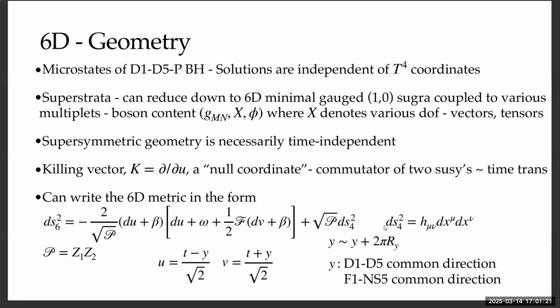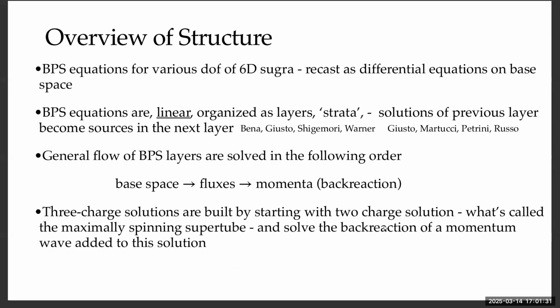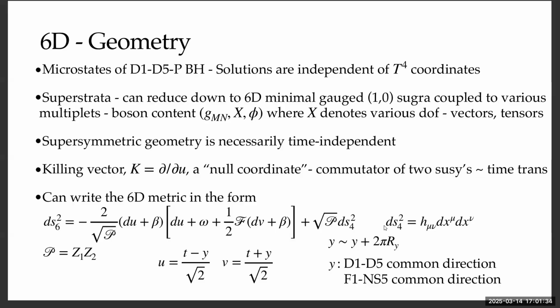And roughly your U coordinate represents the time coordinate. The V coordinate represents sort of the spatial coordinate, but in this null coordinate system. So Y is compact, S1? Yes, that's right. Y is compact. So the 6D is essentially the world volume of the D5?